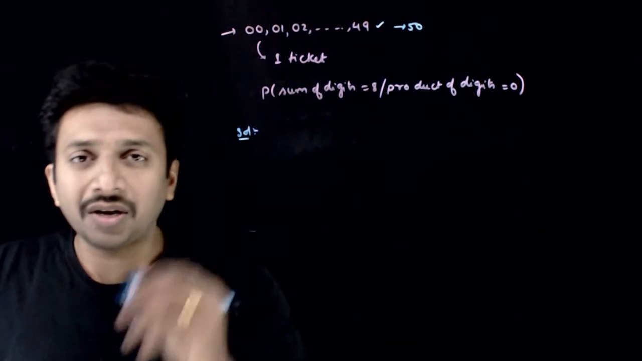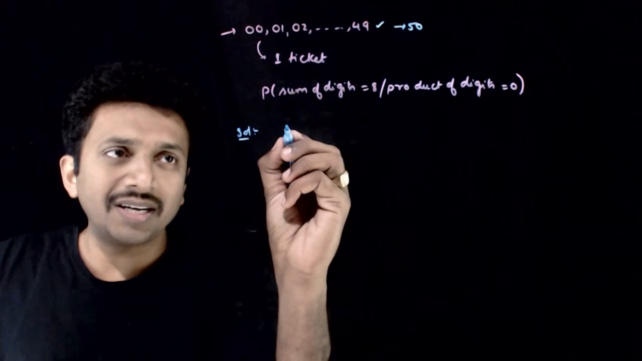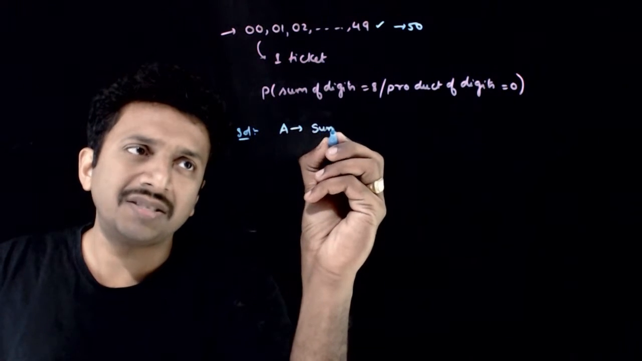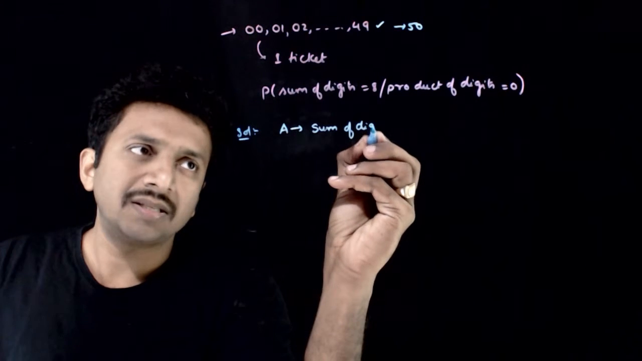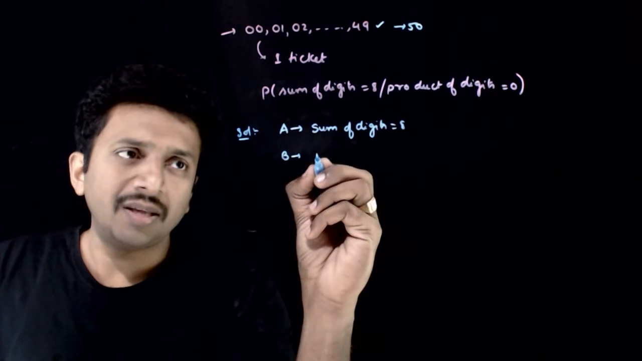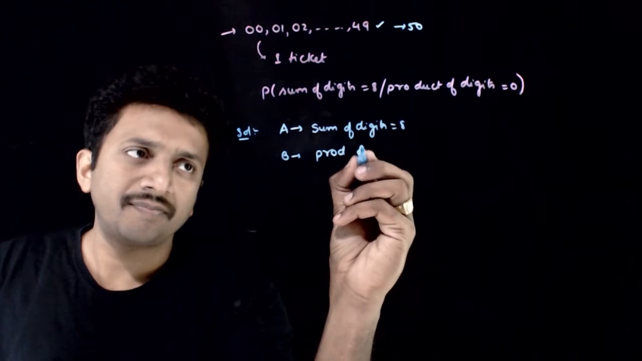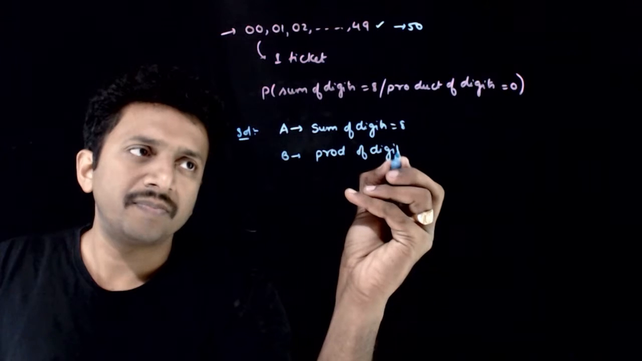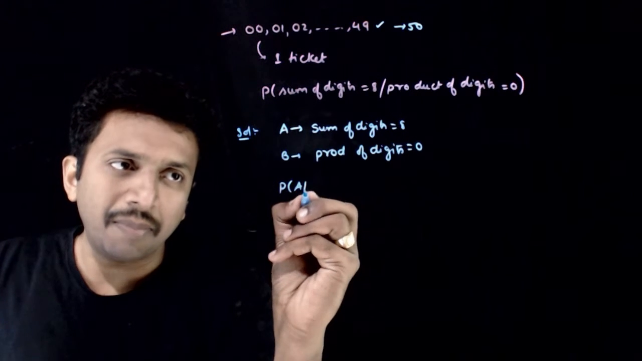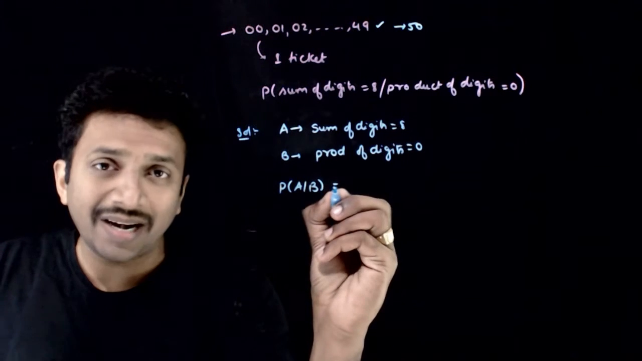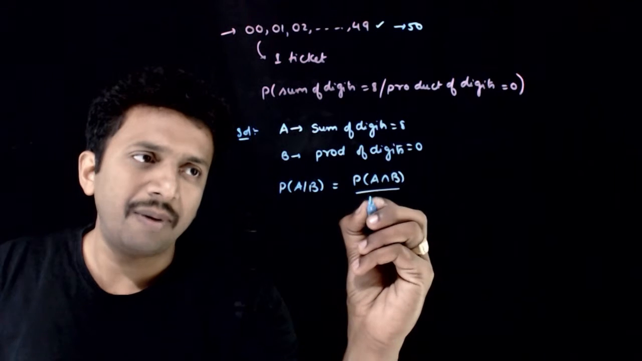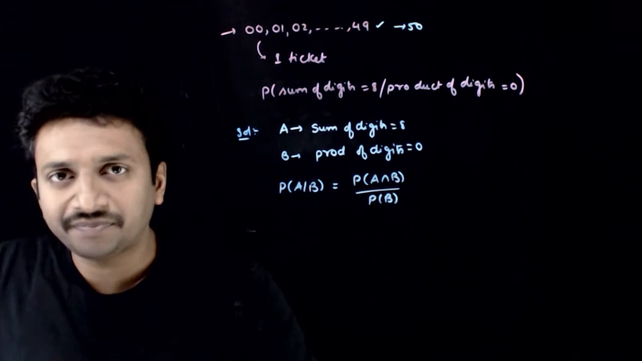This is a question based on conditional probability. So let us say that event A is the event that the sum of digits is equal to 8, and B be the event that the product of the digits is equal to 0. Now you are asked to find P of A by B, right? So by definition, P of A by B is P of A intersection B by P of B.